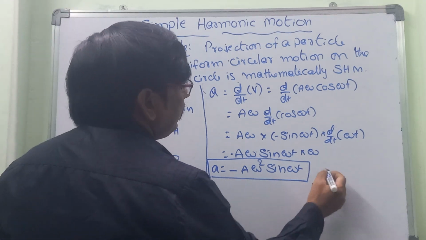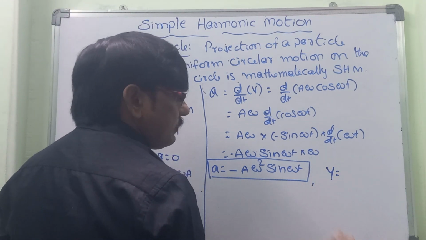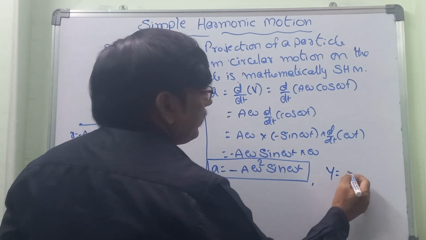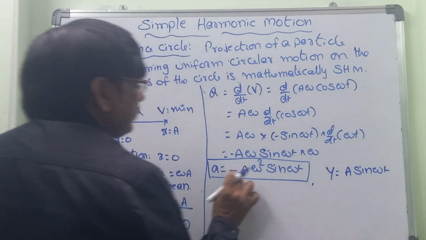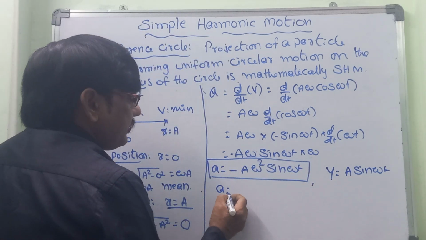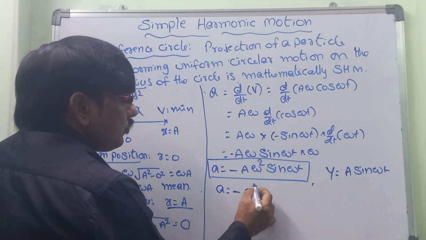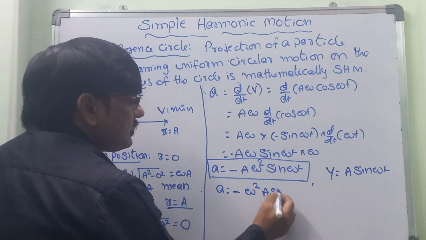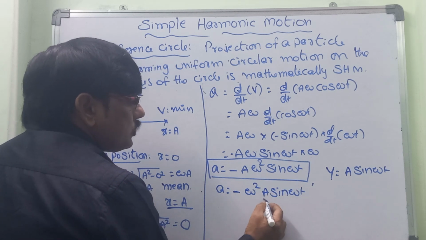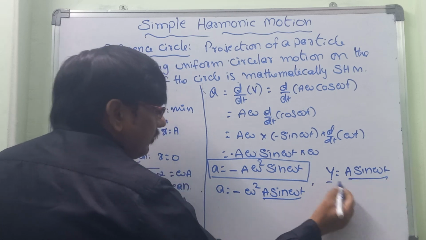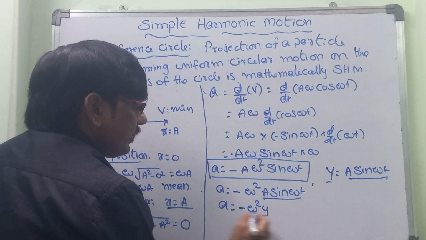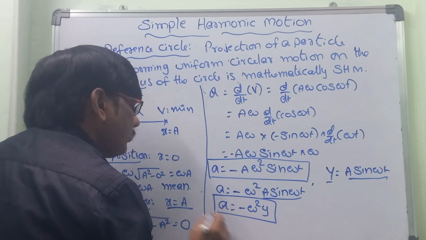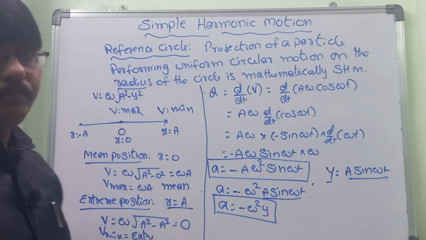But here, what is the displacement, or the displacement definition? Displacement is a sin omega t. So this can be reframed. Acceleration can be reframed as minus omega square a sin omega t. So instead of a sin omega t, we can write y. So a is equal to minus omega square y. This is the expression for the acceleration.